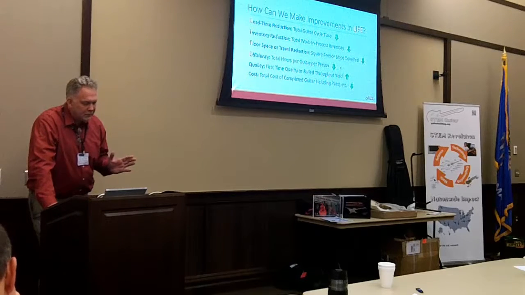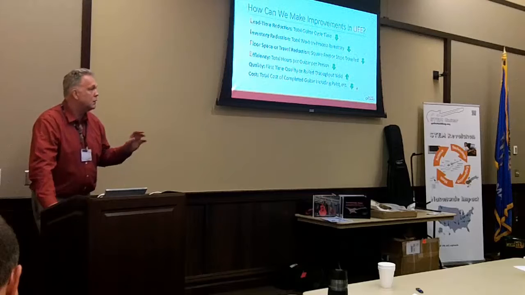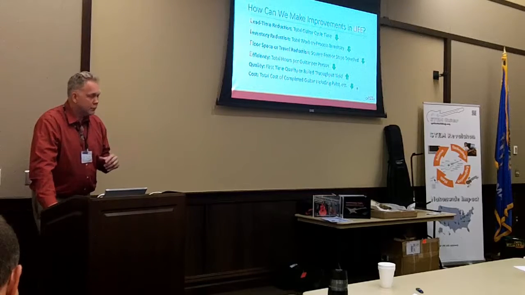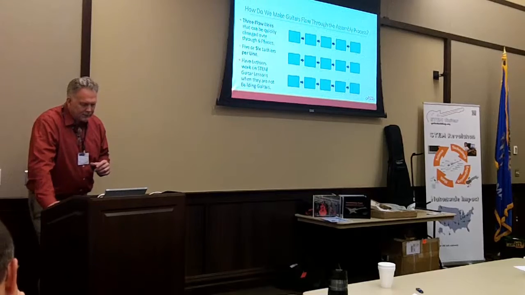Then the E stands for efficiency, the total number of hours per guitar per person. And quality is either first-time quality or rolled throughput yield, and cost is the total cost of the completed guitar, including all that goes into it as far as the paint and so forth.